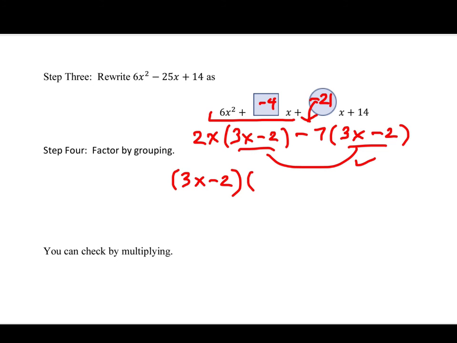Okay, so the 3x minus 2 comes out front. You are dividing 2x times 3x minus 2 by 3x minus 2, and you get 2x. And you're dividing 7 times 3x minus 2 by 3x minus 2, and you get a 7.